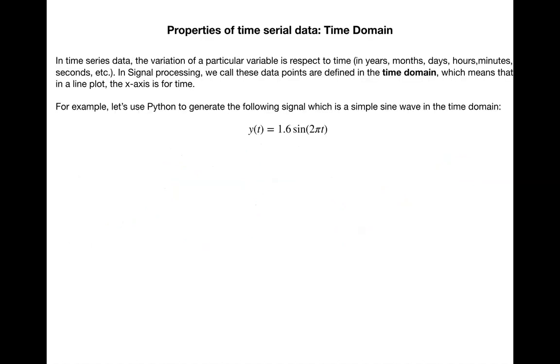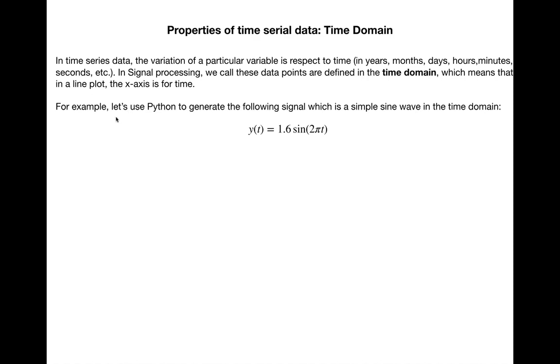All right, so properties of time series data. The first idea of looking at a time series is to understand the variable with respect to time. That time can be years, months, days, hours, minutes, or even seconds, right? So in signal processing or time series analysis, we say these data points are defined in the time domain, which means that in a line plot, your horizontal axis is time.